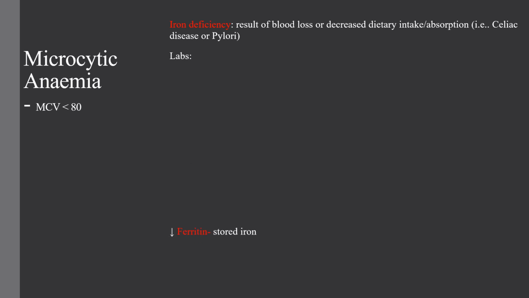Okay, so let's start off with microcytic anemia, and we'll start off with basically the bread and butter, iron deficiency anemia. So this can be a result of blood loss or decreased dietary intake or absorption, so something like celiac disease or H. pylori. So let's look at the labs for this one.